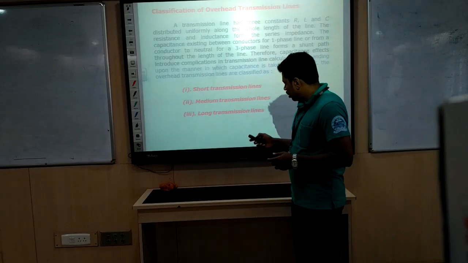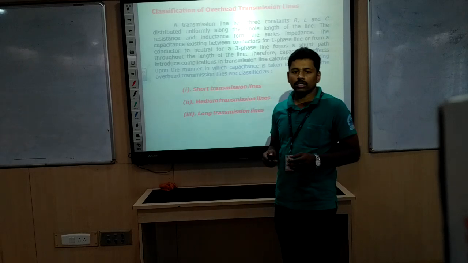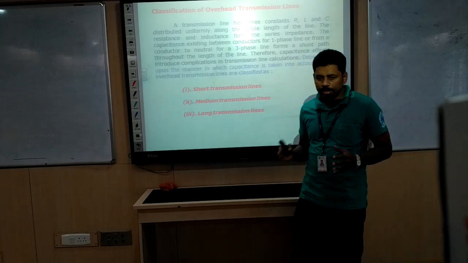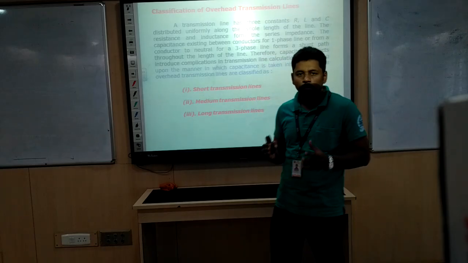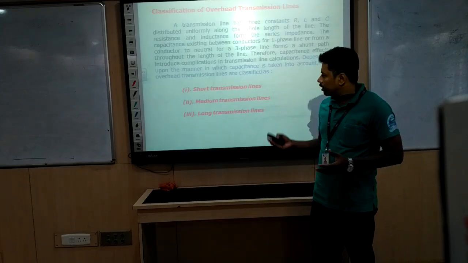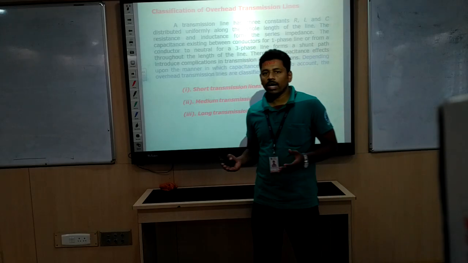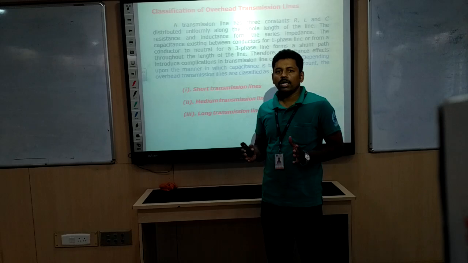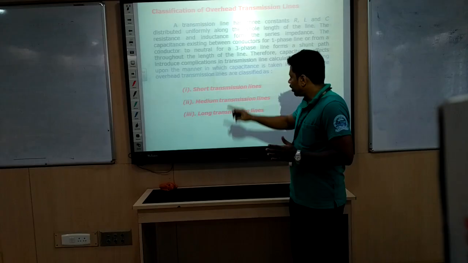So how does it make a difference? In a transmission line, there are three parameters, as you know: resistance, inductance, and capacitance. Among these three parameters, we have to assume whether they are lumped or distributed in nature. Practically speaking, all three are distributed, but in a short transmission line we neglect the effect of capacitance. Why? Because in a short transmission line, the dominance of capacitance compared to resistance and inductance is very small. That is the reason we omit its effect in the short transmission line.